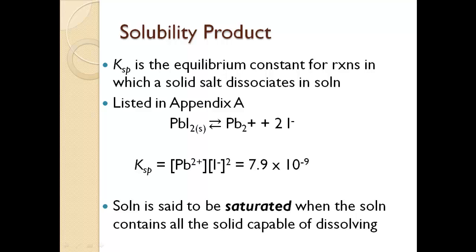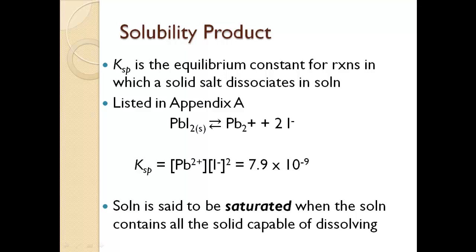There's a list of solubility products in Appendix A. I suggest that you look in Appendix A and make sure that you know how to find compounds and that you can read through the different charts that they have there. So for this example, I'm giving you lead 2 iodide in equilibrium with the two ions that it's dissociating into, Pb2+ and iodide.